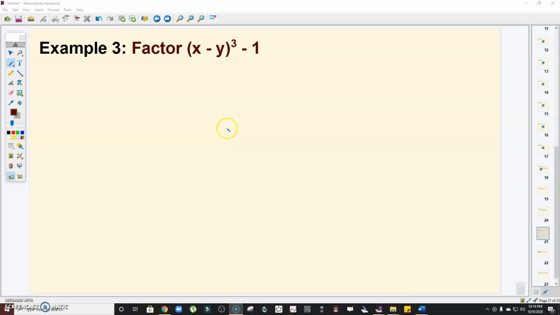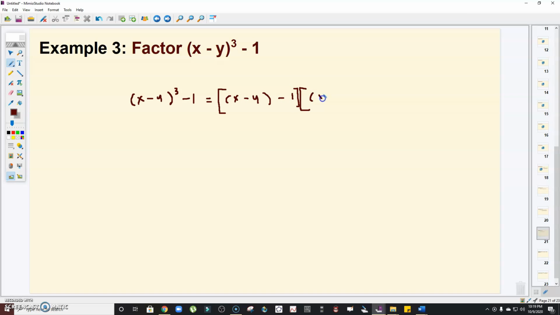Okay, problem number 3. Factor (x minus y) raised to 3 minus 1. Okay, so once again, allow me to rewrite it. Again, the factors of this are a binomial and a product of a binomial and trinomial. To get the binomial, we have to get the cube root of this, and that is x minus y. See that? Minus the cube root of 1, which is 1. Okay, there you go.